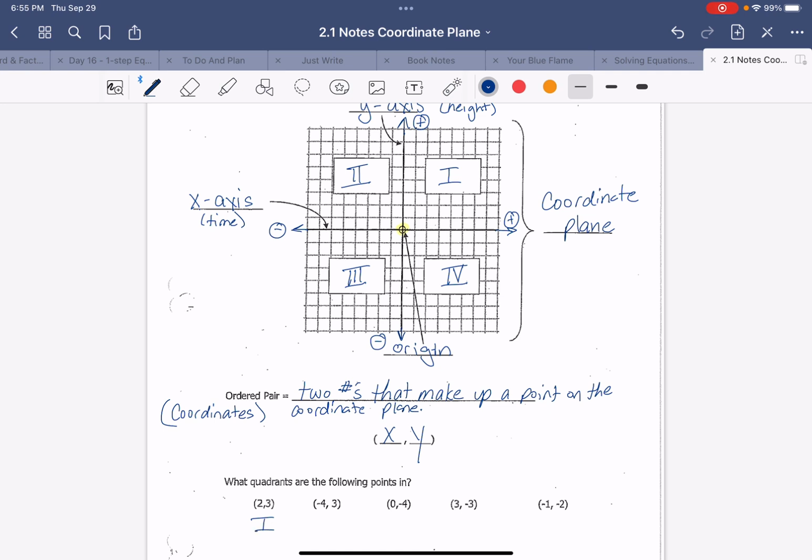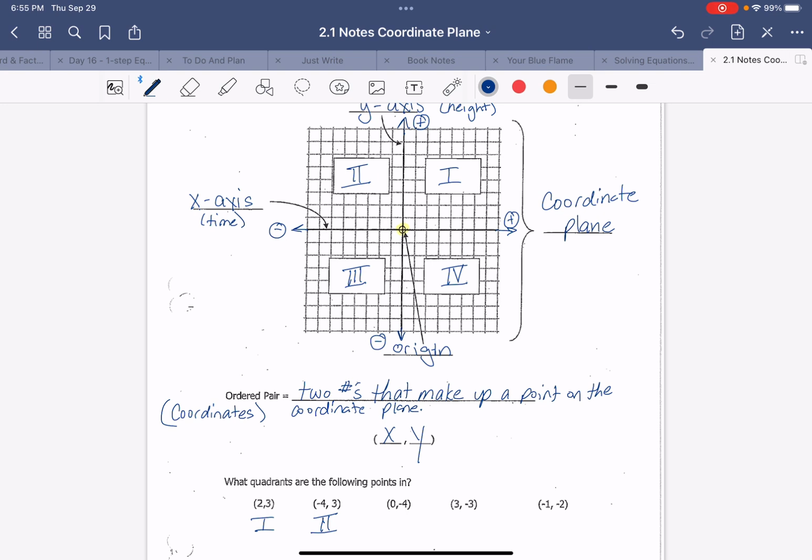Let's now look at negative 4, 3, right here, okay? I'm going to start at 0, and I'm going to go in my x direction, minus 4. So remember, this is our negative direction. 1, 2, 3, 4, and I'm going to go positive 3. 1, 2, 3. It's somewhere right here, so that means we are in quadrant 2. So negative 4, 3 is in quadrant 2.